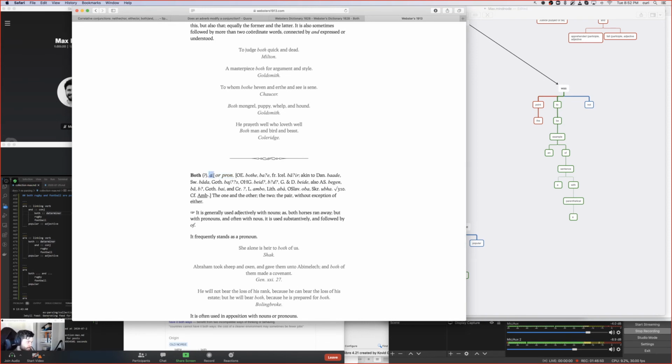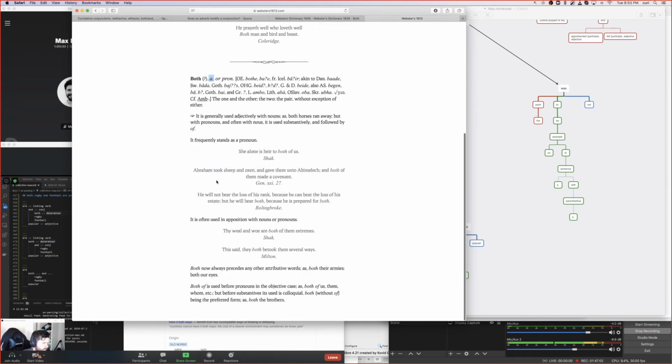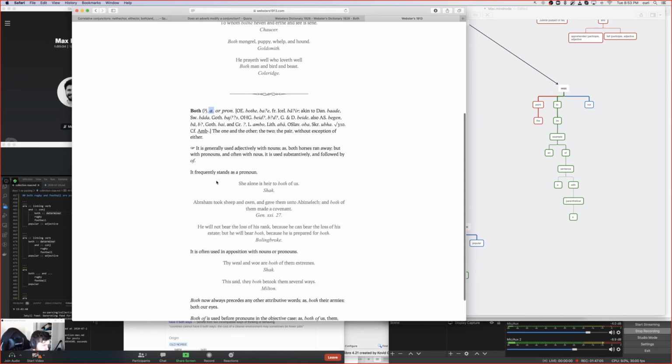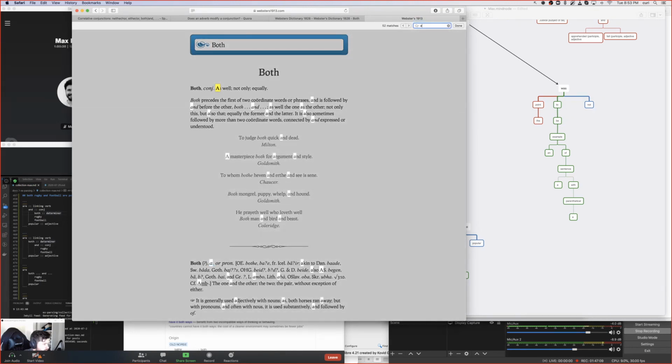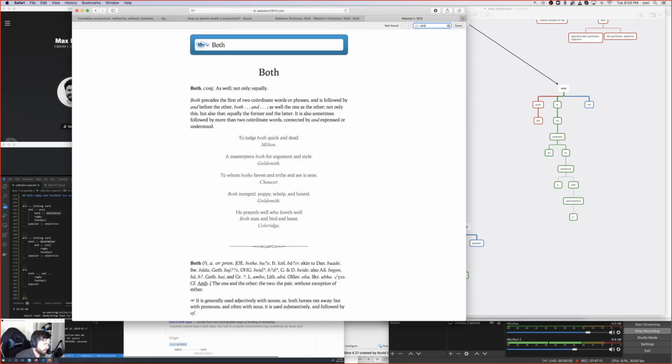What does "a" mean? I think A or pronoun? Is it adjective, adverb? I think it's adjective because I think they say "adv" for adverb, though I'm not positive on that. Or it couldn't be an article, could it? I don't know, maybe. So it does say it's generally used adjectively with nouns.